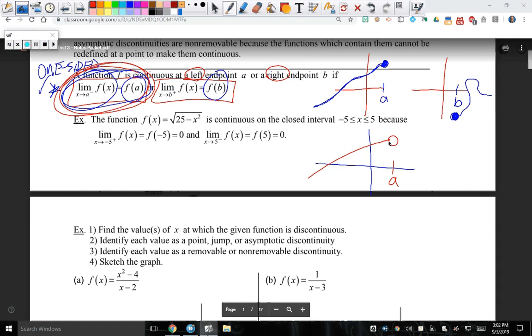What's another way that you could have shown that? Oh, wait. Obviously now, is it continuous? Yep, because f of a exists, it's defined, the limit exists, and the limit is equal to that point. You with me?